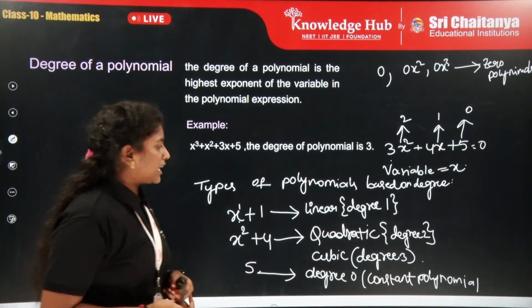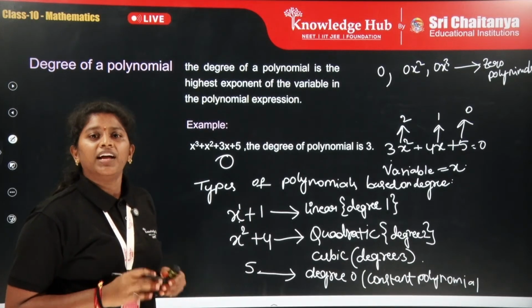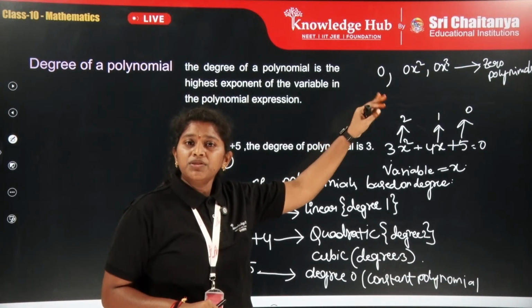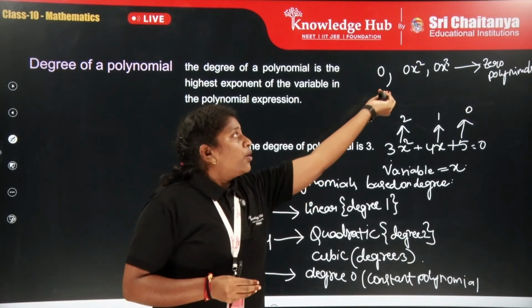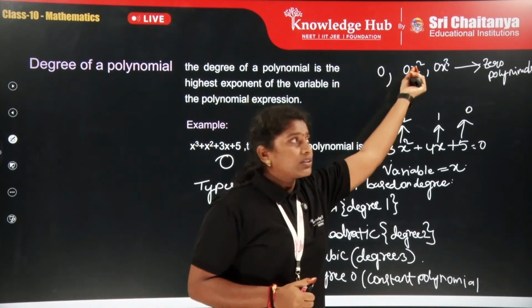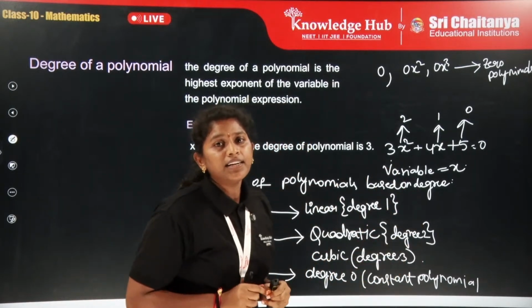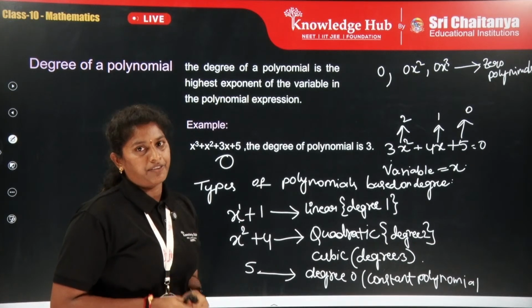Most of us will think that the zero polynomial is nothing but the 0, so the degree also will become 0. That is wrong. The zero polynomial has the terms with coefficient 0, but we can multiply it with x square or x cube, or with x power n also. That's the reason the degree of a zero polynomial is considered undefined.